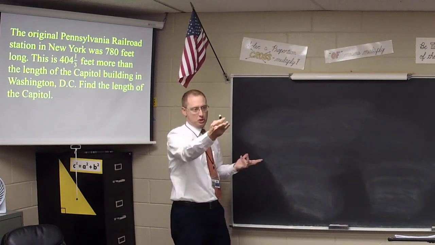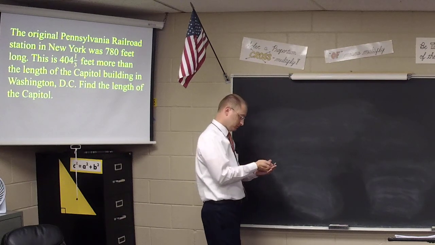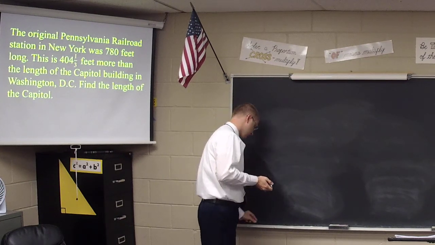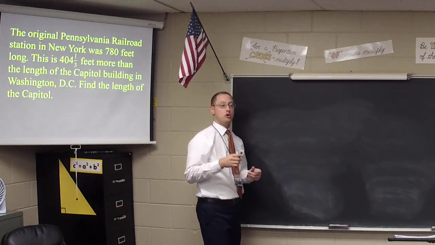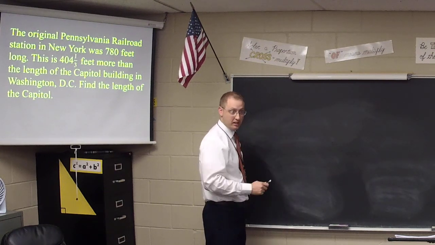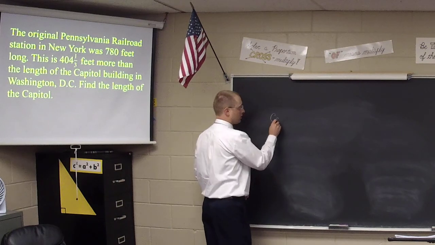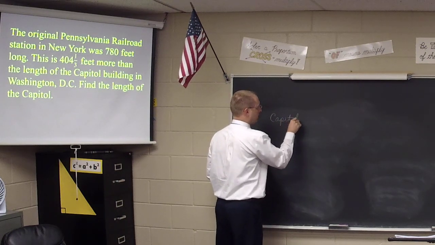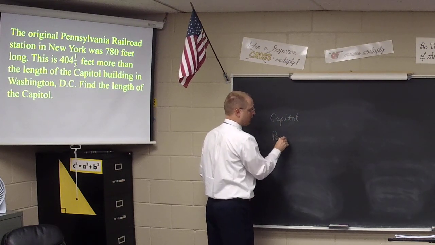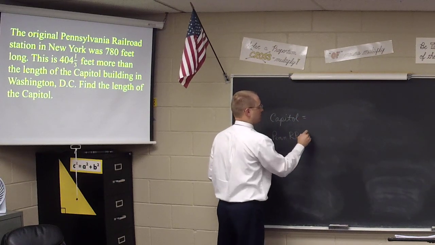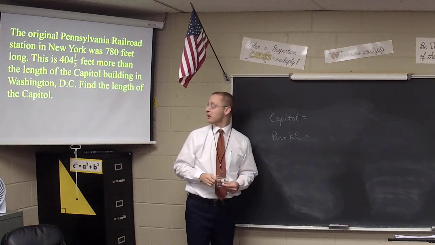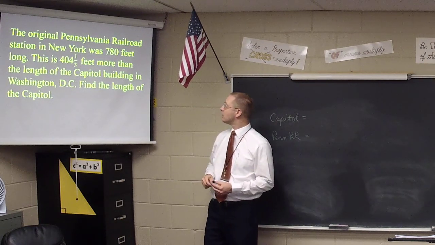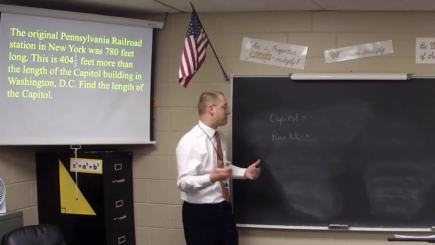Anyway, so we're comparing the lengths of these two places. So what are the two unknowns here, Adam? What are the two things being compared, shall we say? The Capitol building and the Pennsylvania Railroad station. All right, and which of them gets to be X, Adam? The Capitol building. Capitol building, so that's what it comes back to in the end.